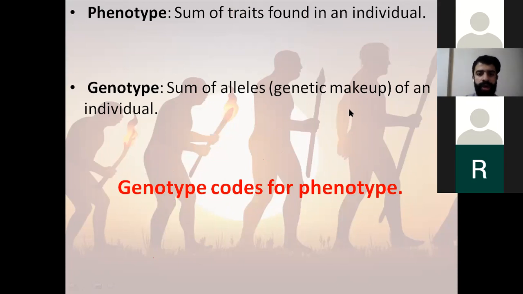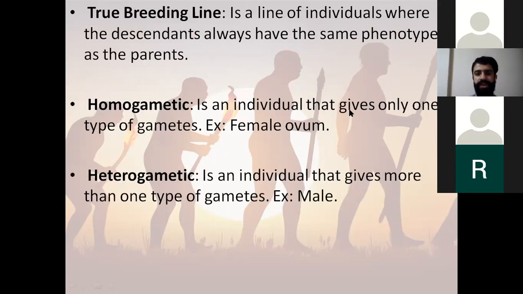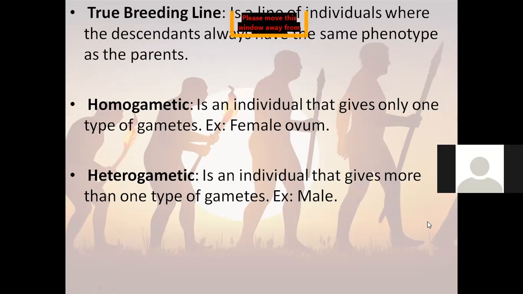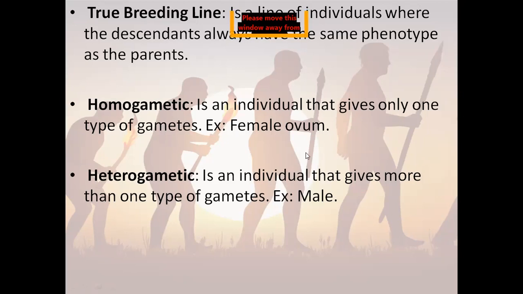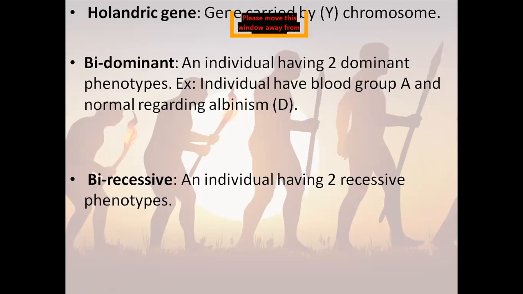It's okay. Thank you. So here we move to true breeding. We said the true breeding is individuals that have the same genotype as their parents. We talked about homogametic and heterogametic. We said that a homogametic individual gives only one type of gamete, for example the female's ovum, while the heterogametic gives more than one type of gamete, for example the male gamete, where we have X and Y, so two different gametes.